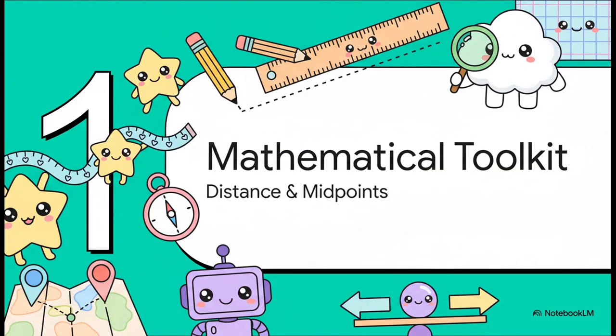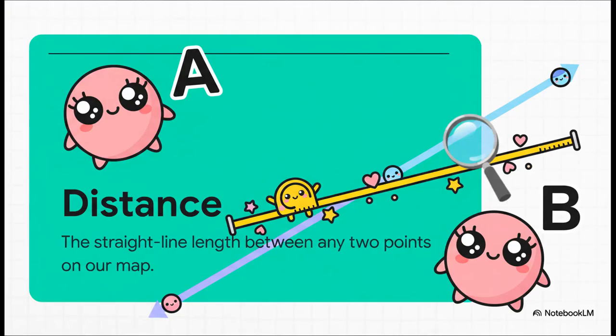All right, so we've got the map and we know how to find all the addresses. Now for the really fun part. Let's add a couple of awesome new tools to our math toolkit. We're about to learn how to measure the distance between any 2 points and how to find the exact halfway mark. First up, distance. And it's pretty much exactly what you think it is.